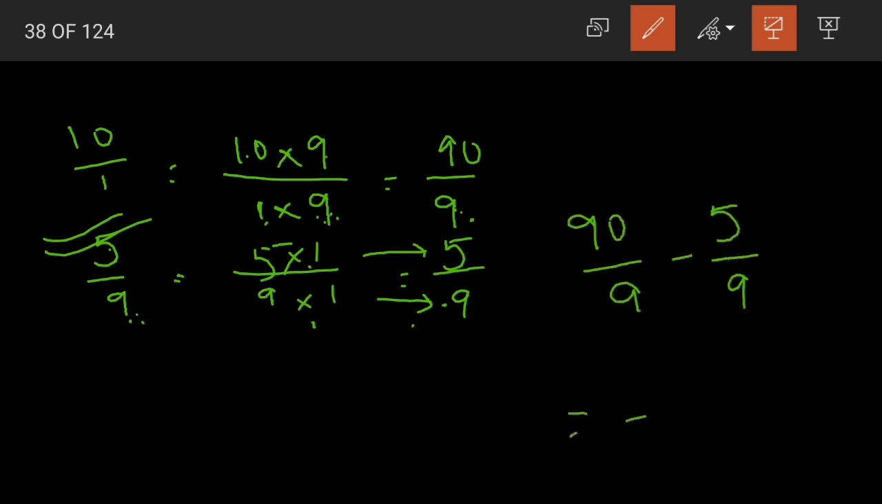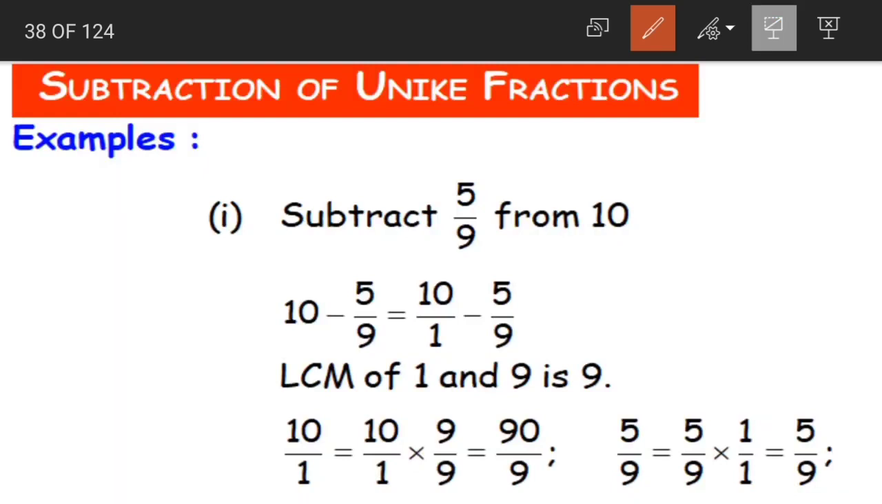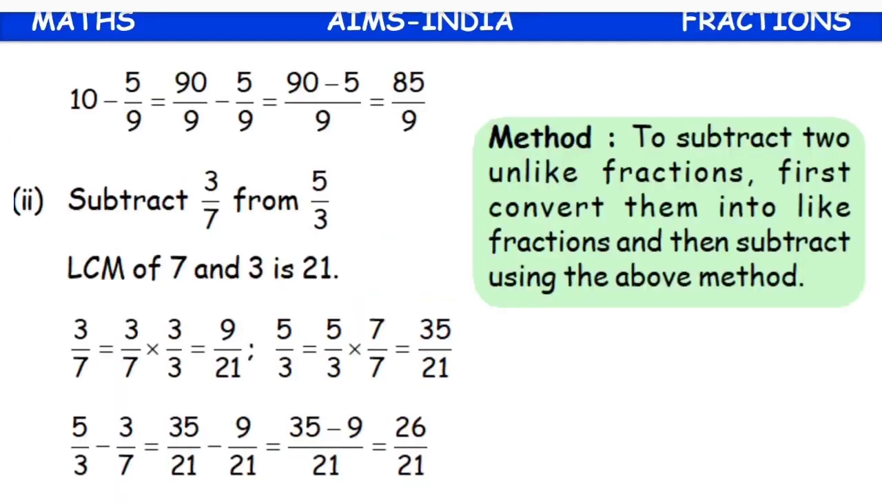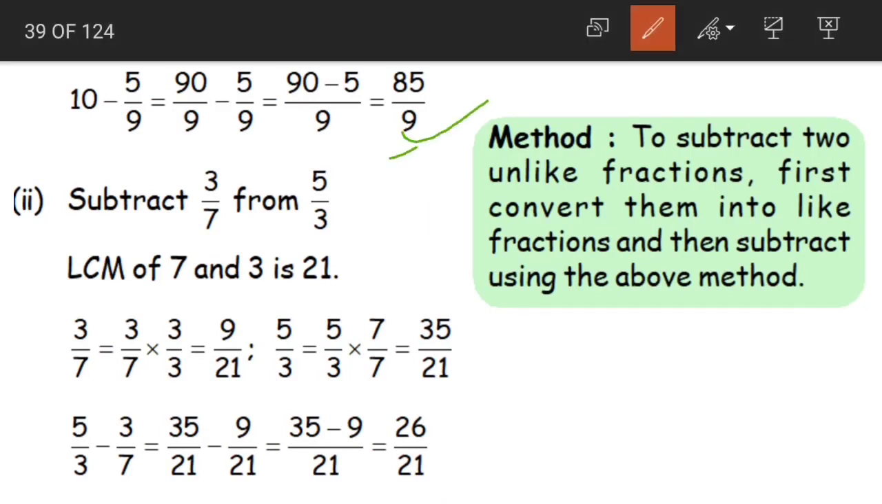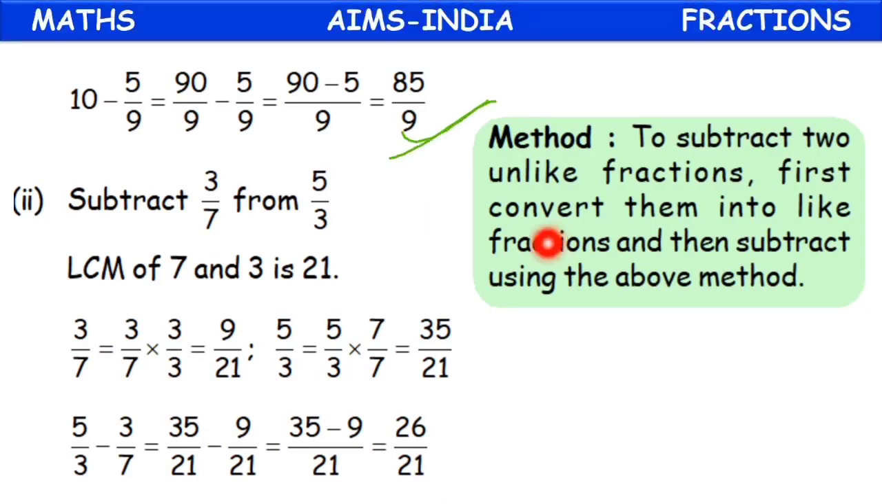Yes, children, how will we subtract? Subtract the numerators divided by the common denominator. 90 minus 5 is equal to 85 divided by 9. Clear, children? It is just the same method that we follow. See, 85 by 9. It is the same method that we follow for both addition and subtraction of unlike fractions, like fractions, mixed fractions. Be it anything, we'll follow the same method.